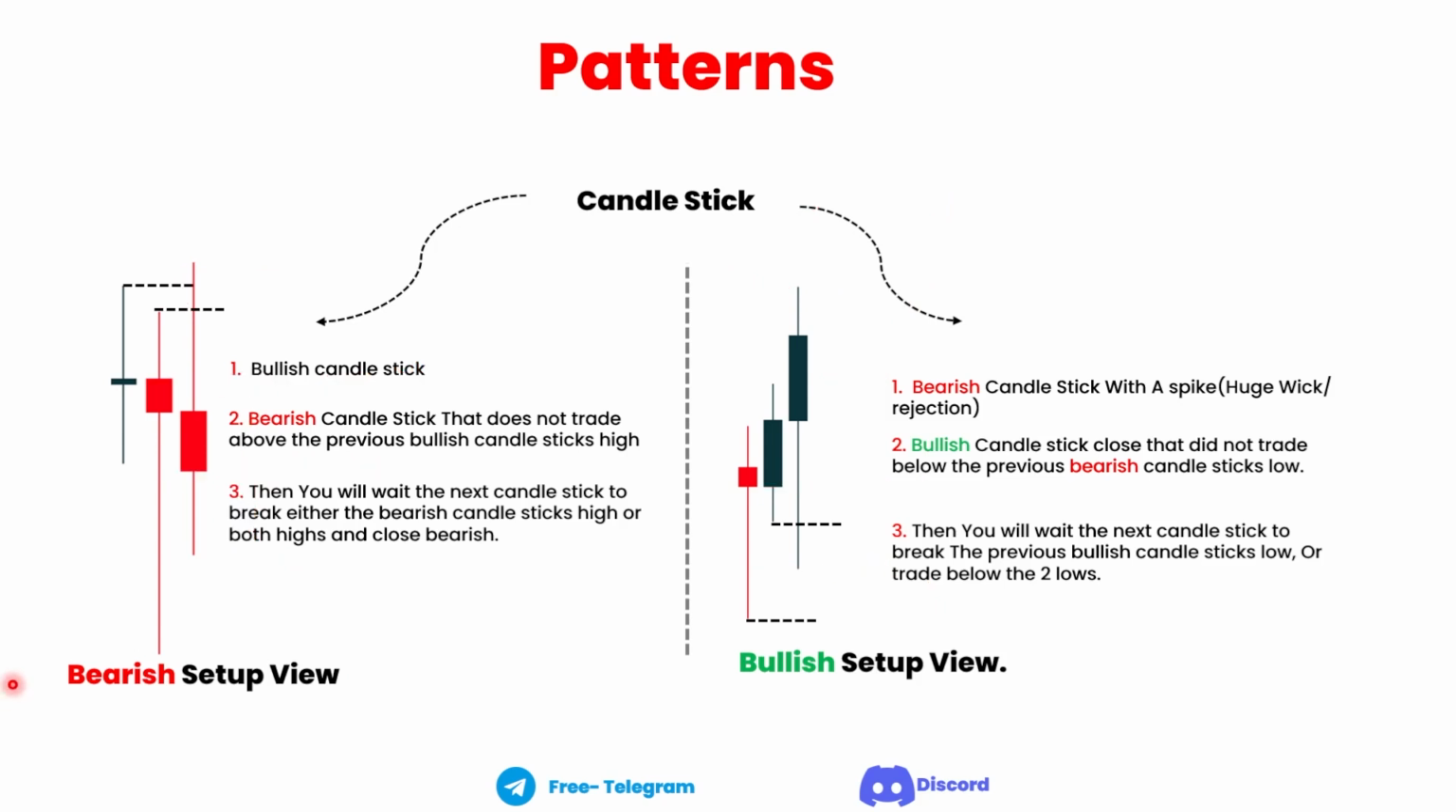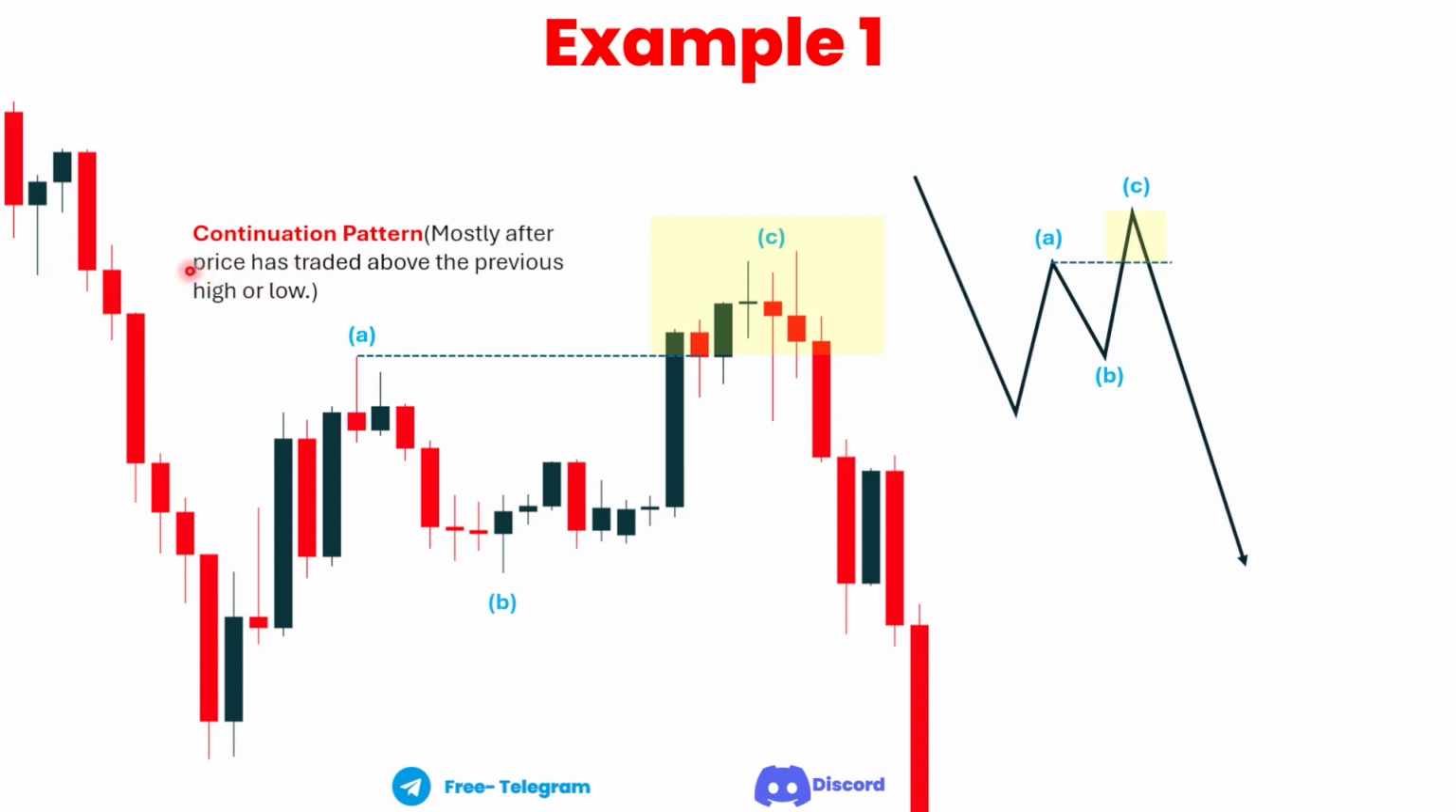So let's begin with the first one here. We have example number 1. This is a continuation pattern. I'm sure most of you have seen this pattern when you're studying Elliott wave, or maybe when you're using order blocks or something.